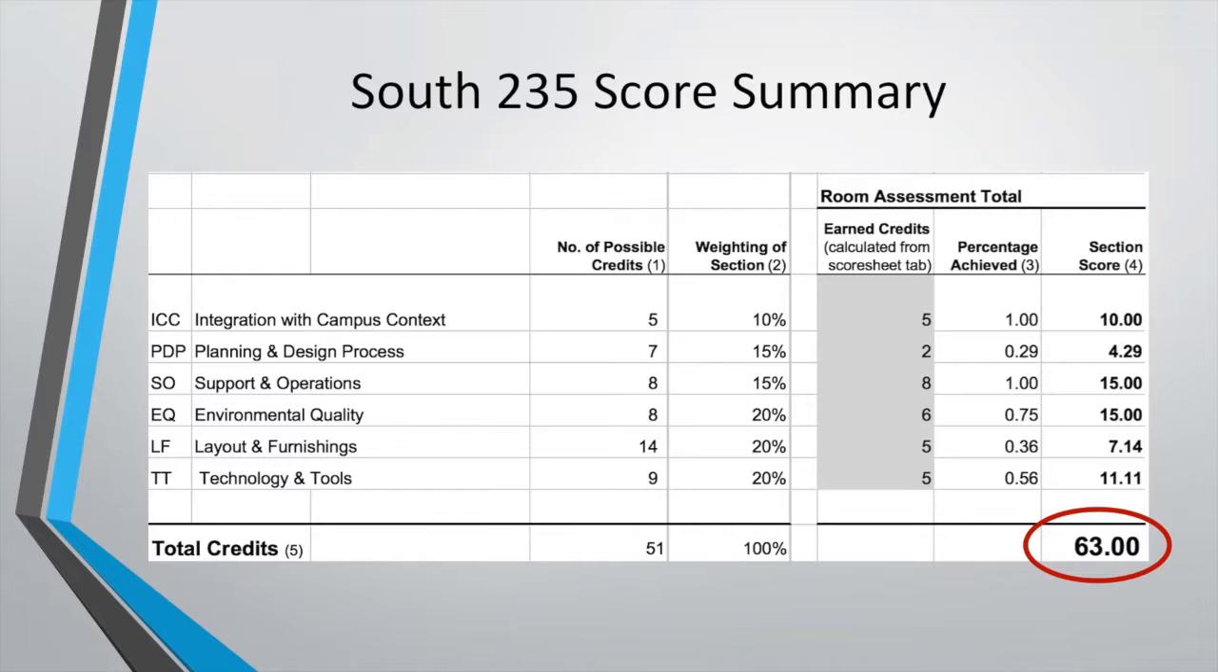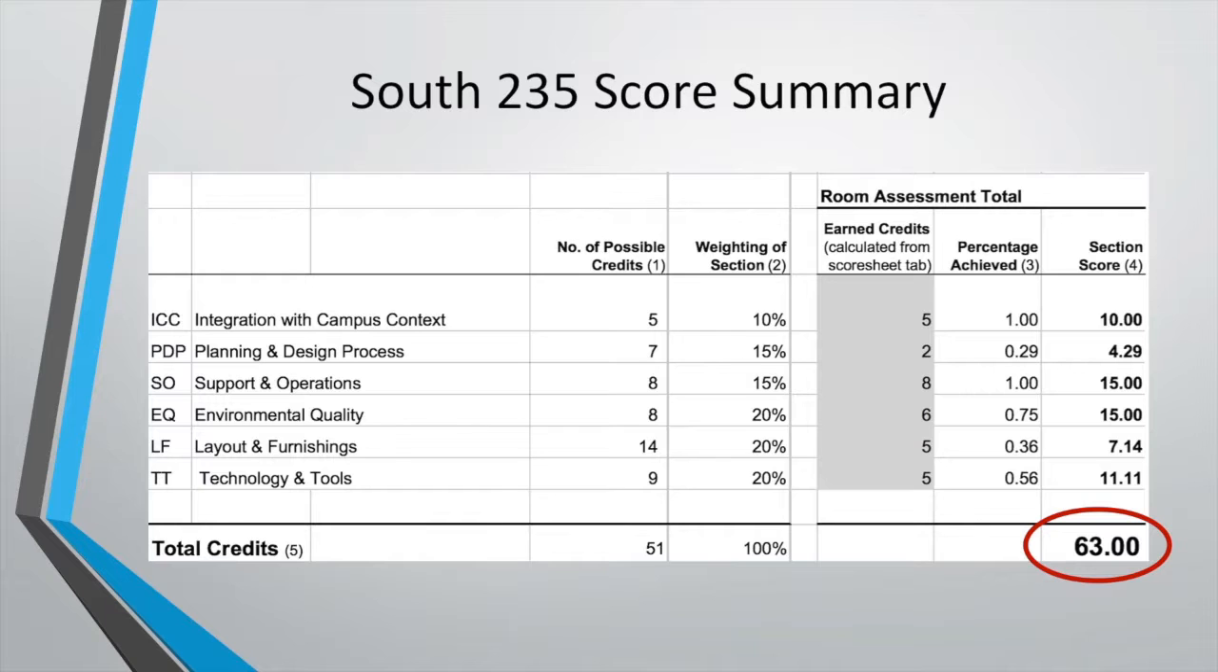So this room, which is a vintage 20-year-old room, scores a 63. So we've dropped from a 77 to a 63. Again, you see that our planning and design process is a little bit weaker, but also we score pretty low in layout and furnishings and in technology and tools. So now we're dropping. We're getting to the older rooms.